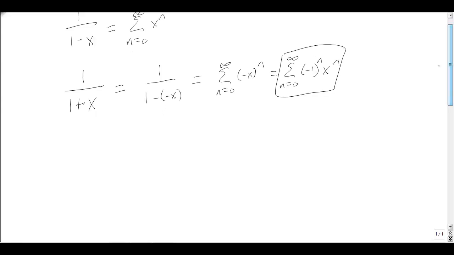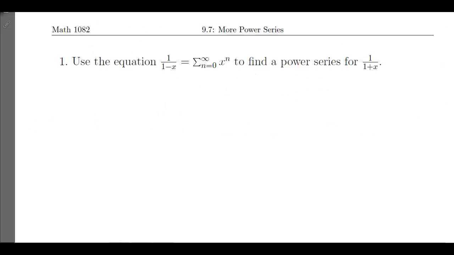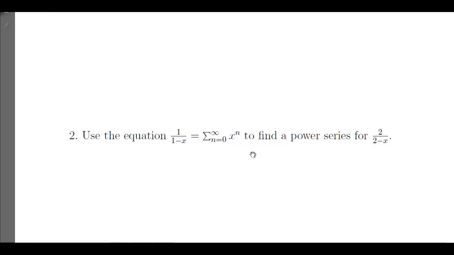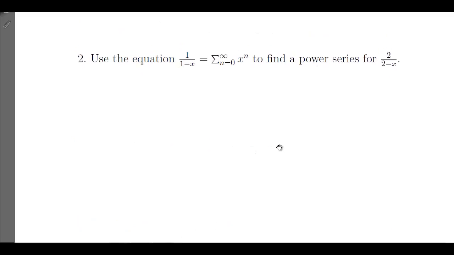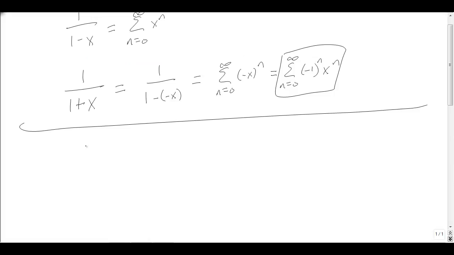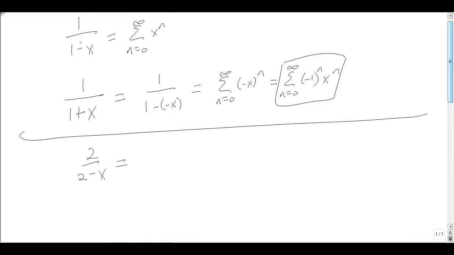All right, next question. Here we're going to use the equation 1 over 1 minus x equals summation n equals 0 to infinity x to the n. Same equation. Now we're going to find a power series for 2 over 2 minus x. We can scroll back up. We're going to use this same original series. 1 over 1 minus x is the sum n equals 0 to infinity x to the n.